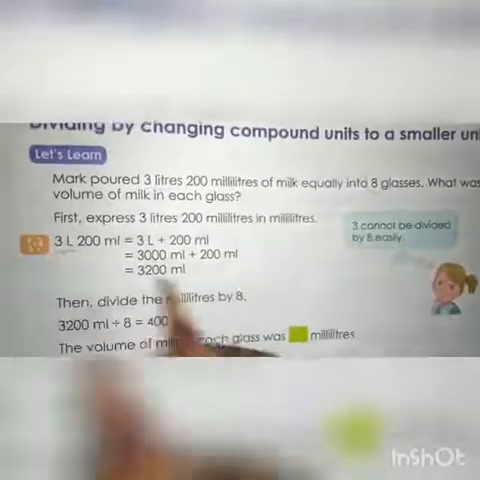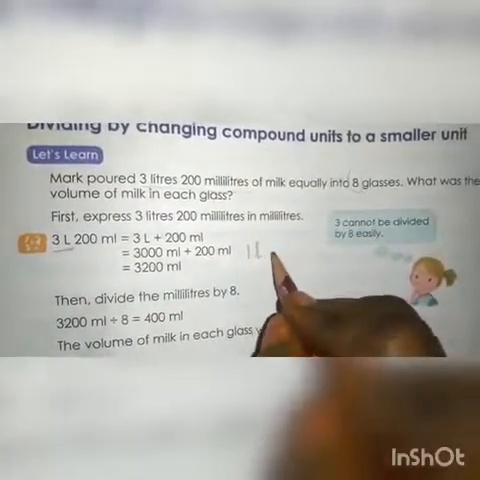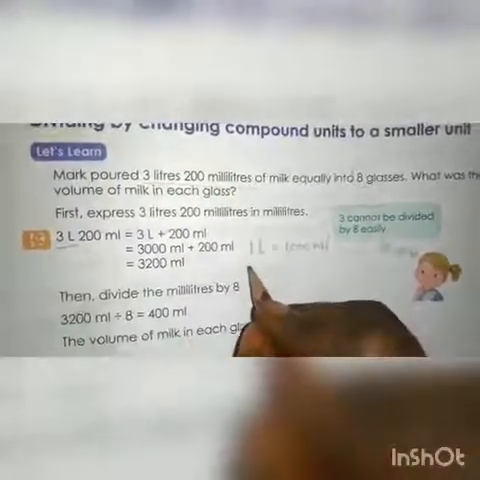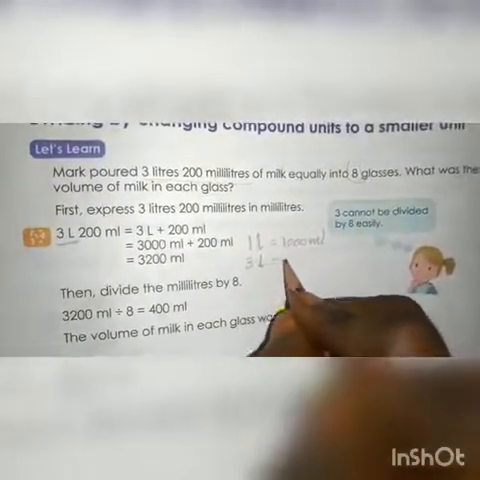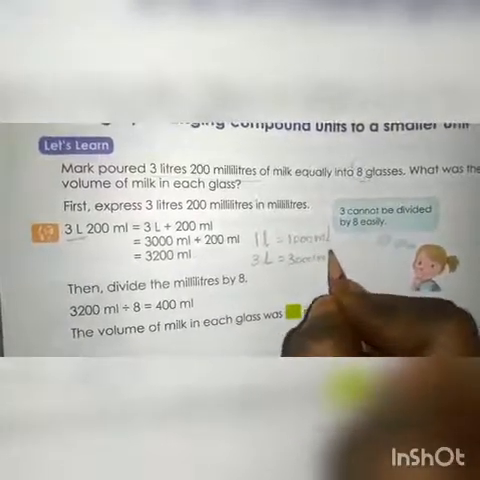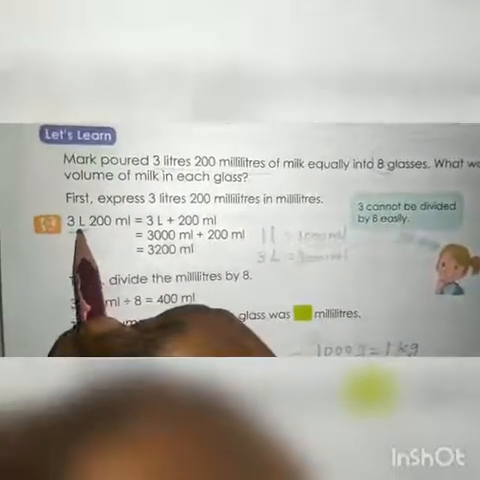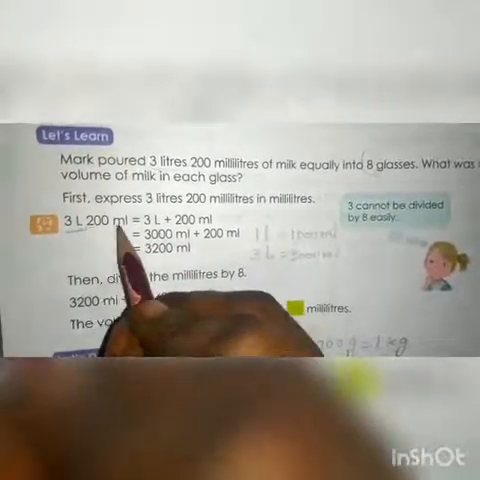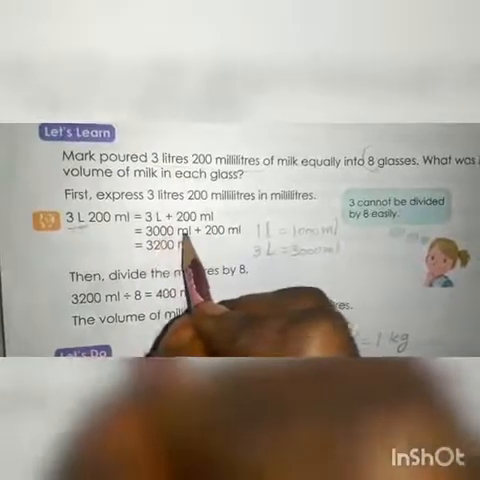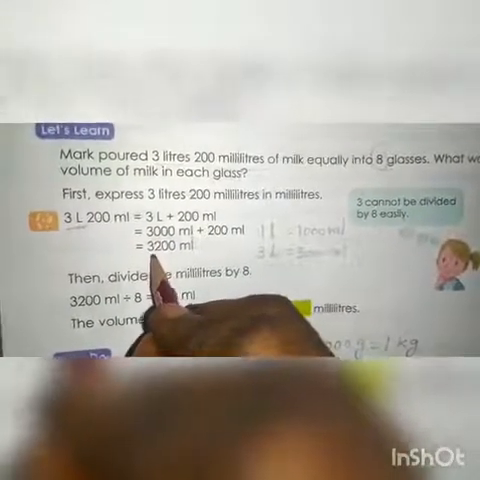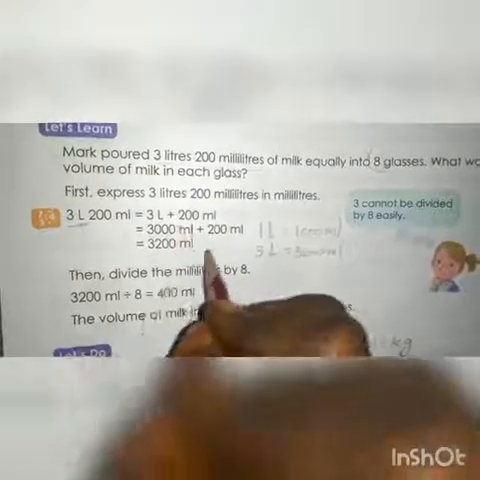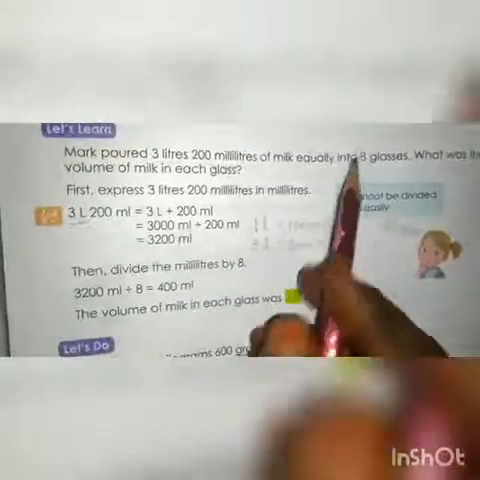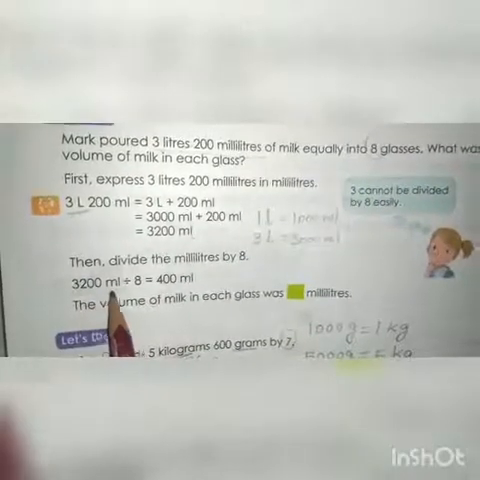Here 3 liter is there. 1 liter is equal to 1000 milliliter. Therefore 3 liter is equal to 3000 milliliter. So instead of 3 liter we have to write it as 3000 milliliter. Okay. Now we have to add 200 milliliter with 3000 milliliter. Then we will get the answer as 3200 milliliter. After converting compound unit into smaller unit, we have to divide it by 8. So divide 3200 milliliter by 8.